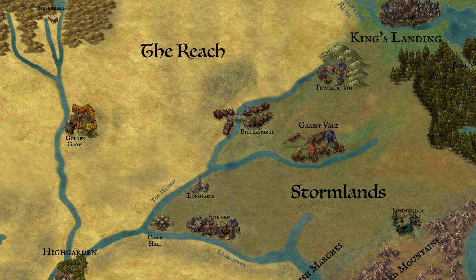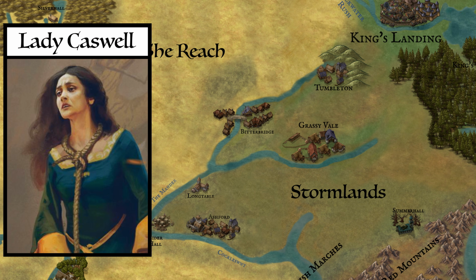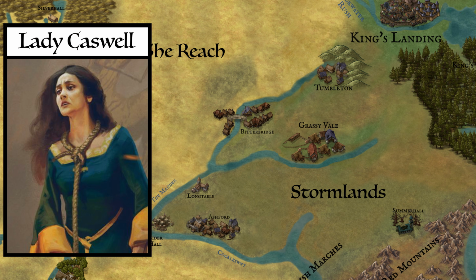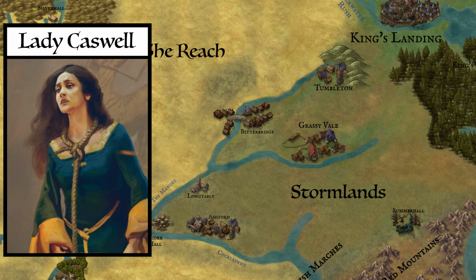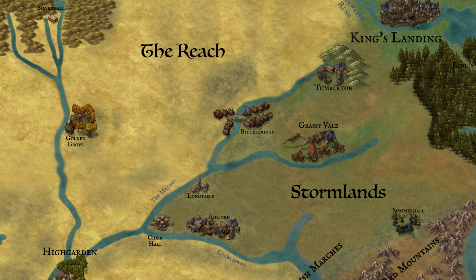Begging mercy for her children, Lady Caswell yielded her castle to the Green Host and hanged herself from the gatehouse. Ormond then indeed spared her sons and daughter, sending them as prisoners to Old Town, but ordered the entire castle's remaining garrison put to the sword. The small folk fleeing the slaughter of Bitterbridge moved towards the market town of Tumbleton.